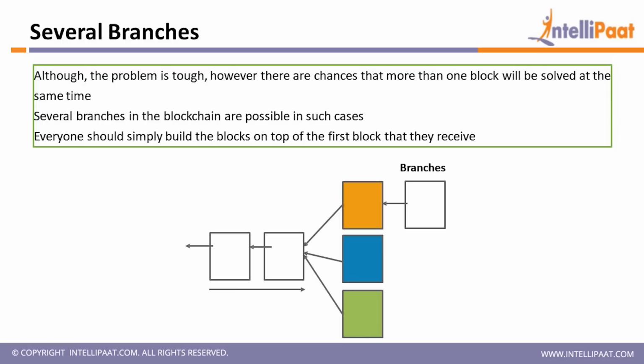If this scenario arises, there will be several branches participating to create the block. Although the problem is tough, there are chances that more than one block will be solved, and several branches in the blockchain are possible in such cases. If you see in the picture, these three nodes may solve the problem at the same time and try to add their block at the end of the blockchain. Other nodes generating at the same time may consider the newly generated blocks as the last block of the blockchain, and may start adding their blocks behind the new ambiguous blocks. So what happens? Everyone simply builds on top of the first block that they receive, and that creates branches in the blockchain.